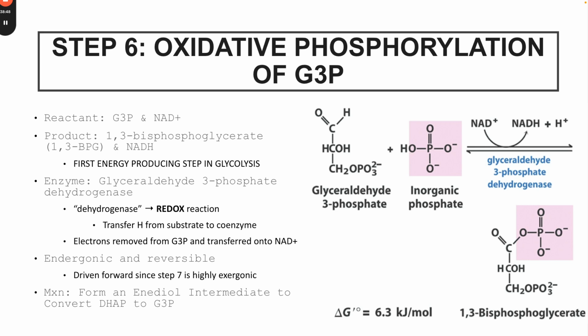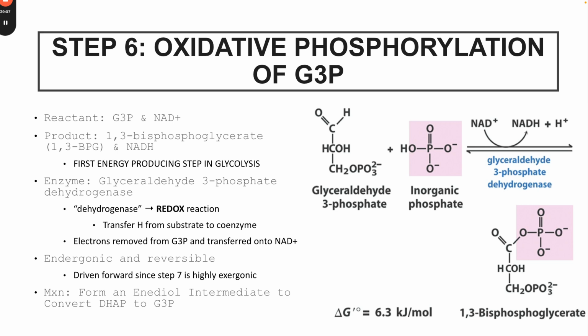We have the enzyme glyceraldehyde 3-phosphate dehydrogenase. So dehydrogenase is the name of an enzyme that's involved in redox reactions. So we transfer a hydrogen from a substrate to a coenzyme. And when you hear dehydrogenase, usually think NAD, NADP, or FAD. You'll see this name show up a lot in TCA.